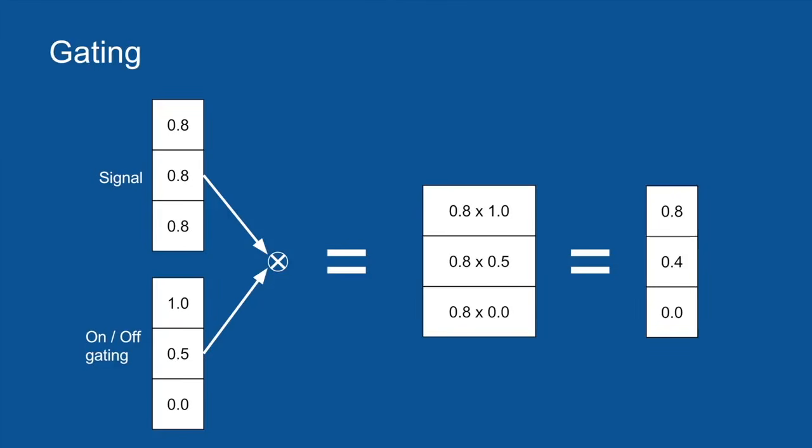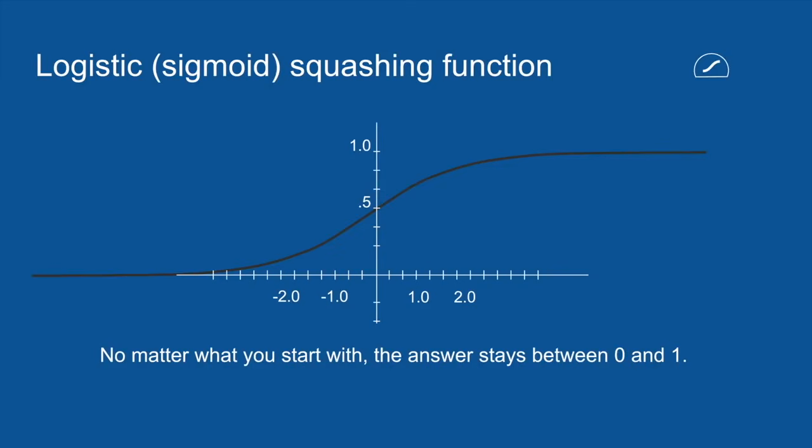So in this case, an open gate, an open faucet, would be a 1, and a closed faucet would be a 0. And the way this works with element-wise multiplication, we get 0.8 times 1 equals 0.8. That signal passed right through into the output vector. But the last element, 0.8 times 0 equals 0. That signal, the original signal, was effectively blocked. And then with the gating value of 0.5, the signal was passed through, but it's smaller. It's attenuated. So gating lets us control what passes through and what gets blocked, which is really useful.